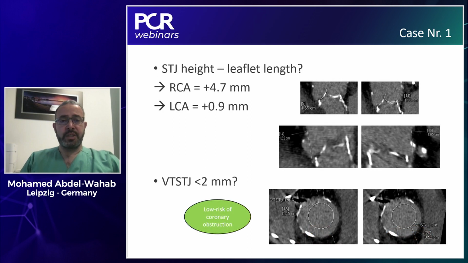So we measure STJ height minus leaflet length, and you can see here that these are two positive values. So the leaflets are shorter than the STJ height. And if you measure the VT-STJ, it's bigger than 2 millimeter. You can see here on these images, it's much bigger than 2 millimeter. So despite low-lying coronaries in this patient, according to these measurements, he actually has a low risk of coronary obstruction.